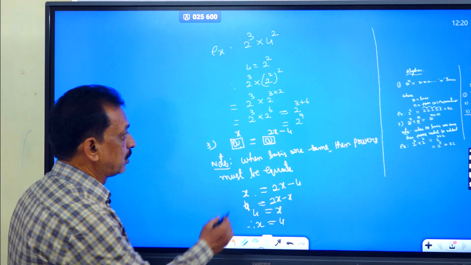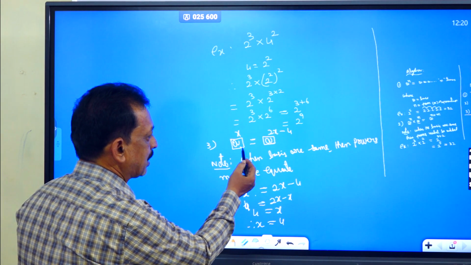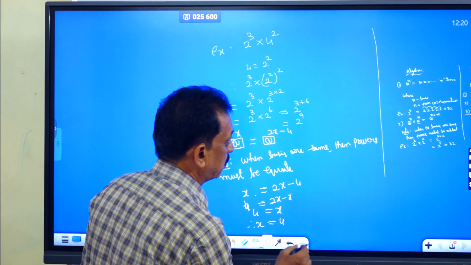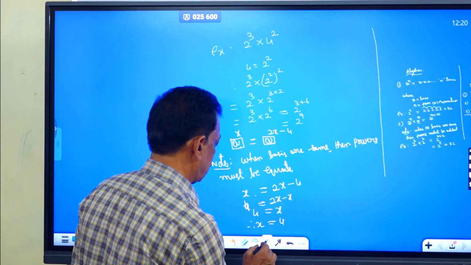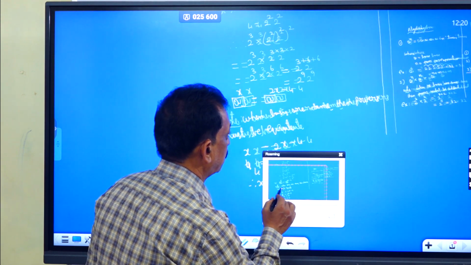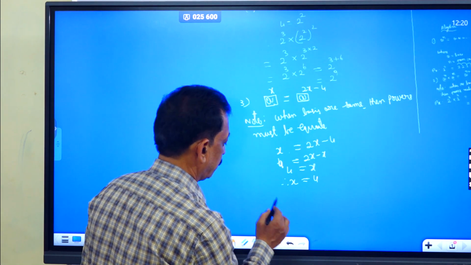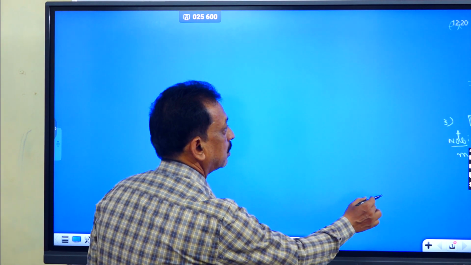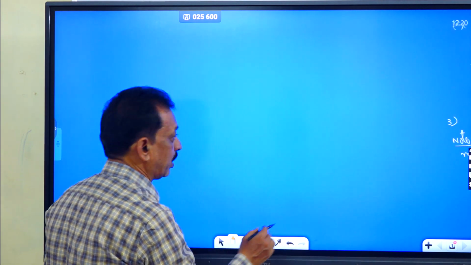Okay. So when the bases are the same, the powers must be equated. Next, go to the next concept. Okay, the third one is over. Next, we'll go to the fourth one.